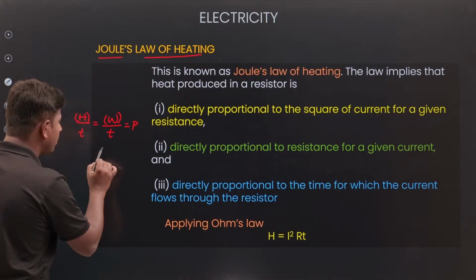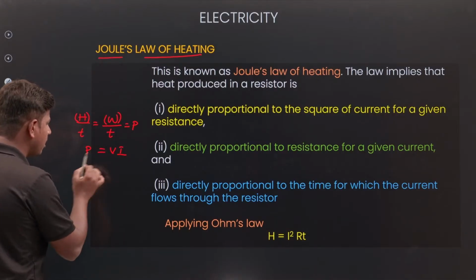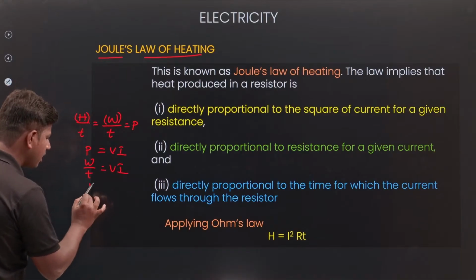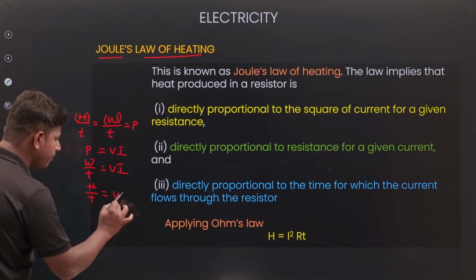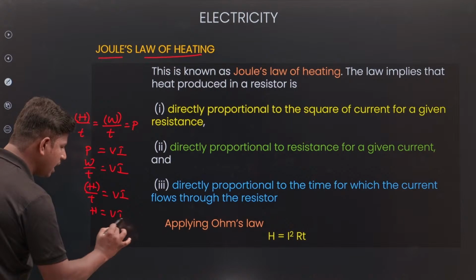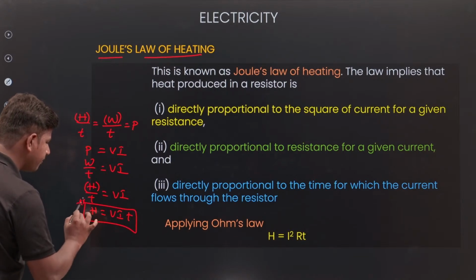Power is equal to VI, na? So work done by time is equal to VI. Or H by time is equal to VI. So H is what? Amount of heat. Then H is equal to VIT. Okay, this is called Joule's law.